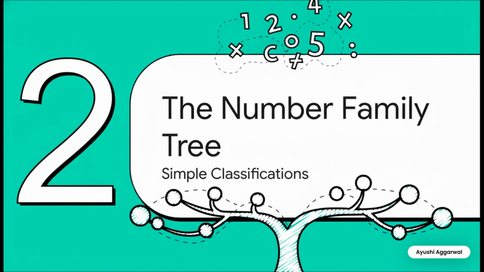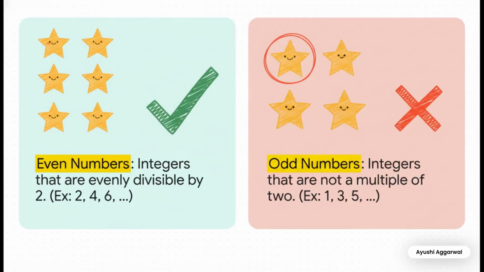Okay, now let's see how we can classify numbers in even simpler ways. Just imagine it's a small family tree with 2 main branches. Now, this is something we've all been learning since we were kids. Even numbers are those that can be completely divided by 2, and odd numbers are those that can't. The concept is simple, but it's going to be really useful later on.